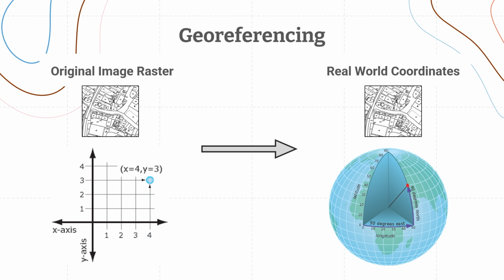Here is a thematic example of georeferencing. Here, original image raster is assigned with real-world coordinates.